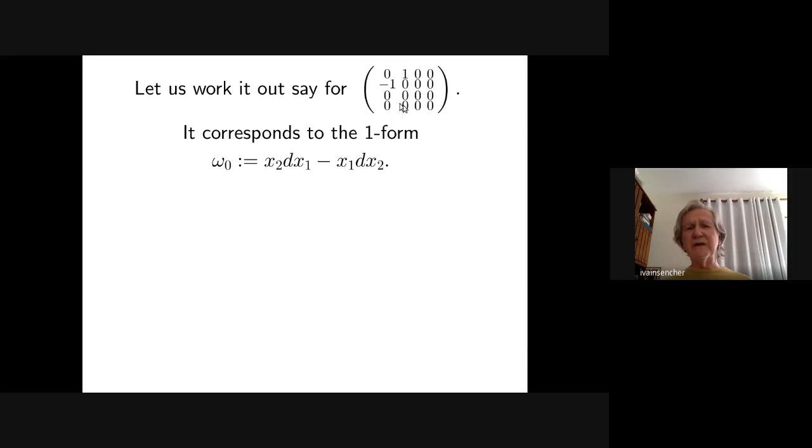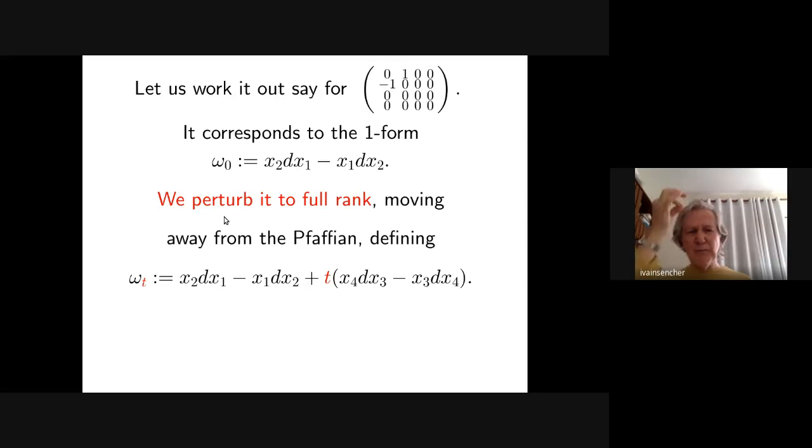Let's pick one of them and work it out. Not too many details, but just to give an idea that everything is hands-on. So this fixed point corresponds to this one form which is integral, which corresponds to a pencil of planes, that is the plane with axis x1 equals x2 equals 0. And then, in order to compute the fiber of MD, we perturb this one form to full rank. So we'll add here a term which pulls this one form away from the Pfaffian.